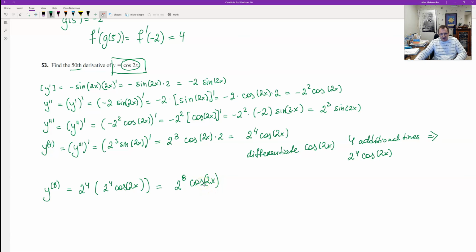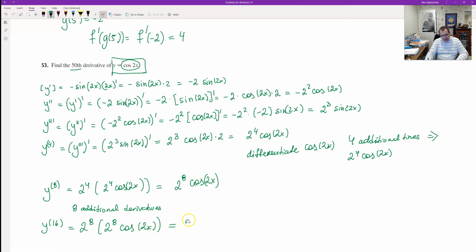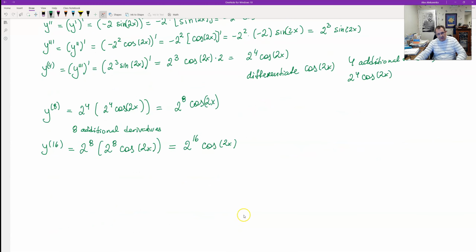So then I'm thinking, you know, making 4 steps is good, but it's even better to make 8 steps. So let's go to the 16th derivative. 16th derivative means 8 additional derivatives. But I know what the 8 additional derivatives do. They just add another factor of 2 to the 8. All right, so altogether it is 2 to the 16 of cosine of 2x. Well, we are almost done.